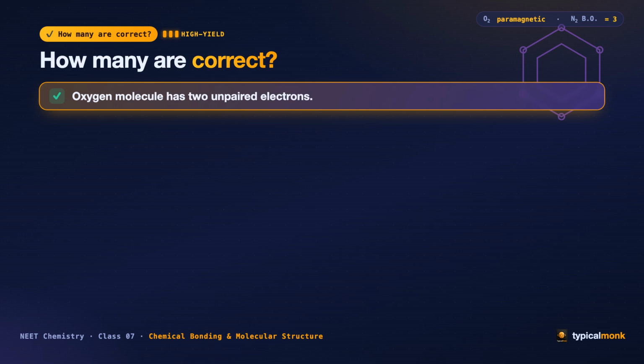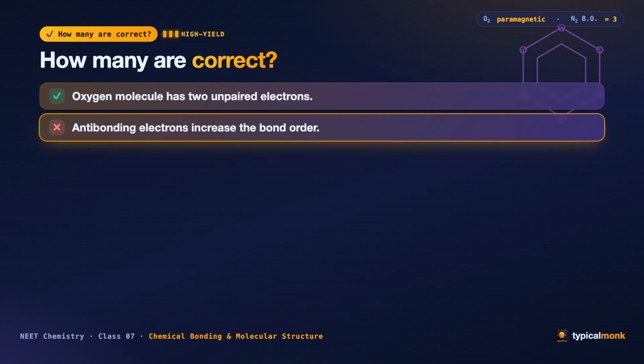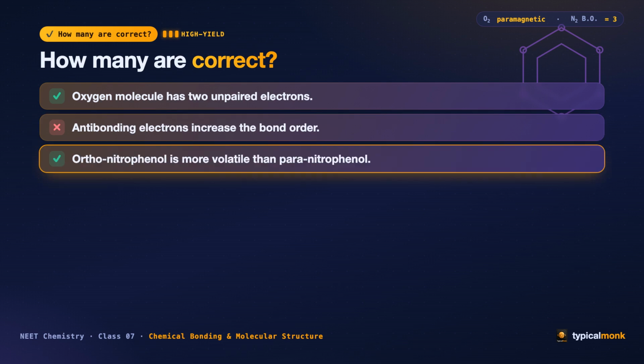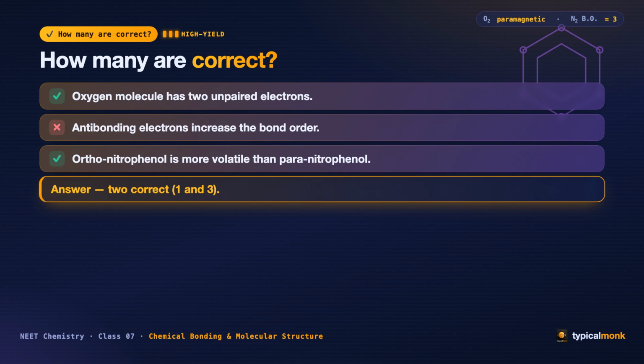Statement 1. The oxygen molecule has 2 unpaired electrons. Hold your verdict. Statement 2. Antibonding electrons increase the bond order. Think about the scoreboard before you answer. Statement 3. Orthonitrophenol is more volatile than paranitrophenol. Picture where the 2 groups sit. So, how many are correct?